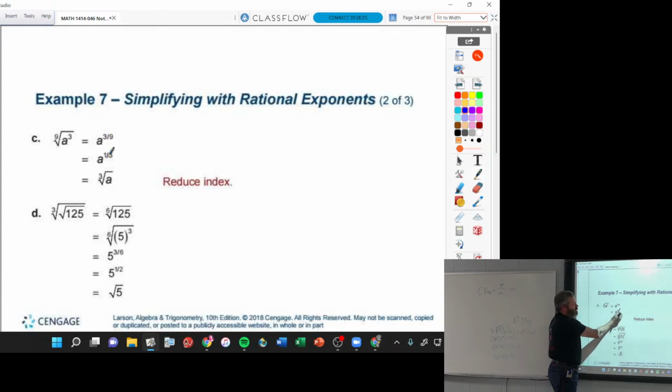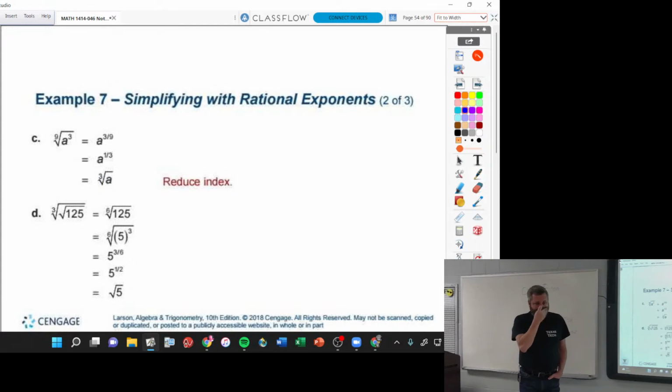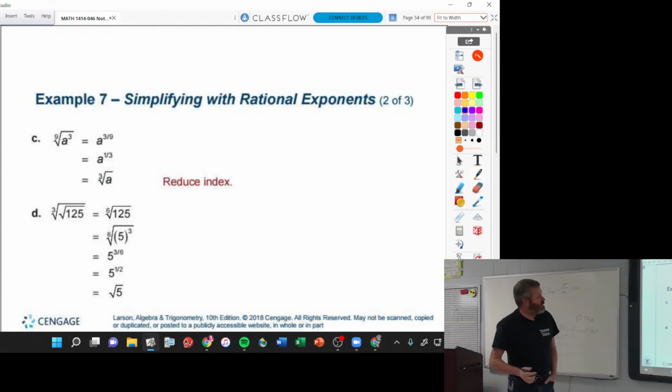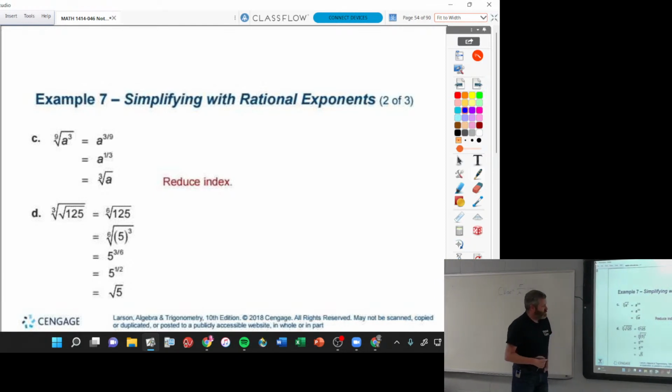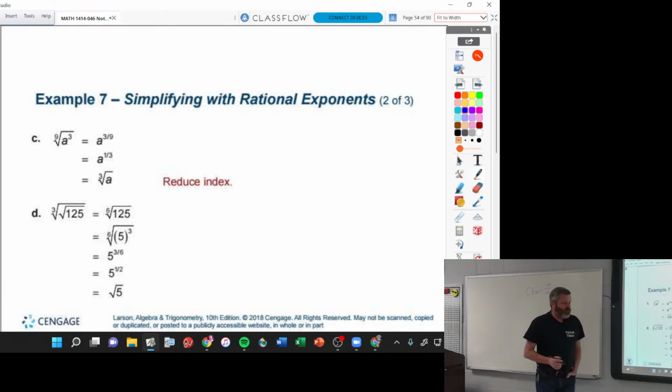The top number is the power, the bottom number is the index. So the 3 goes on the index there. So the 9th root of a cubed is the same thing as the cube root of a. And that's what I was talking about earlier when we talked about making sure that your index was reduced. So this one is reduced.